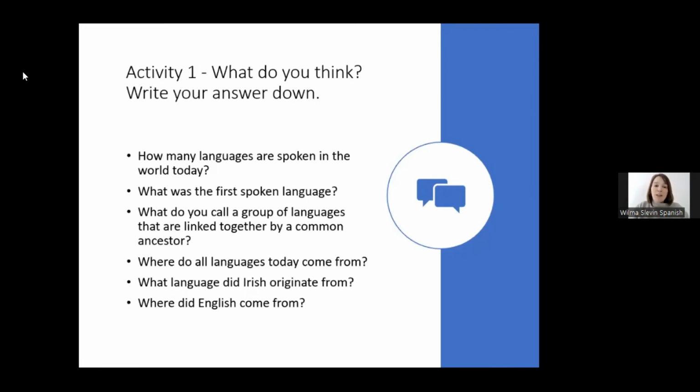So if you even take a look at these questions, have you answered them all yourselves? Do you know how many languages are spoken in the world? What was the first spoken language? Where do all languages today come from? And even if you did not know the answer to any of these, isn't it great to get the students into the topic and just speaking about it, and let them figure out themselves what these answers are.